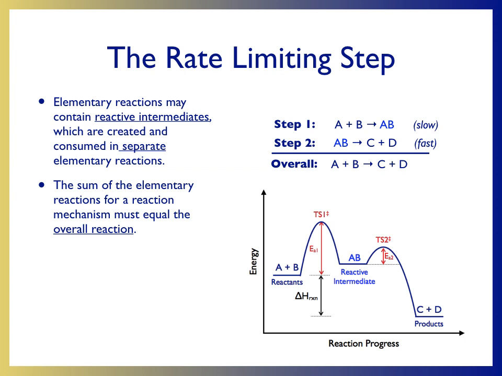When looking at a multi-step reaction mechanism, you can note that in order for that mechanism to be valid, all of the elementary reactions must add up to give the overall reaction. This means that all reactive intermediates must cancel out to give the overall reaction. This is a very convenient way to check whether or not the reaction mechanism is valid.